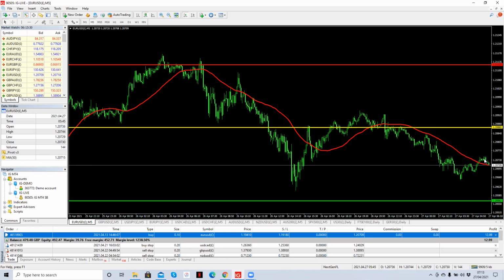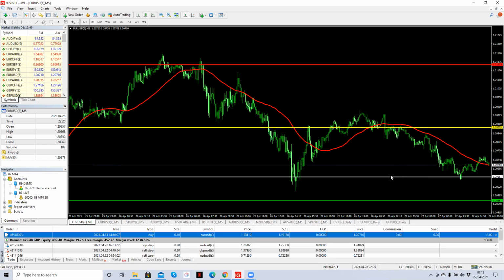And I'll just mark, this is now the highest point of the sideways trend, and this is the current lowest point. Let's start with the lowest point. I'll put my cursor over this candlestick and look at the data window. The low there is 1.2064.